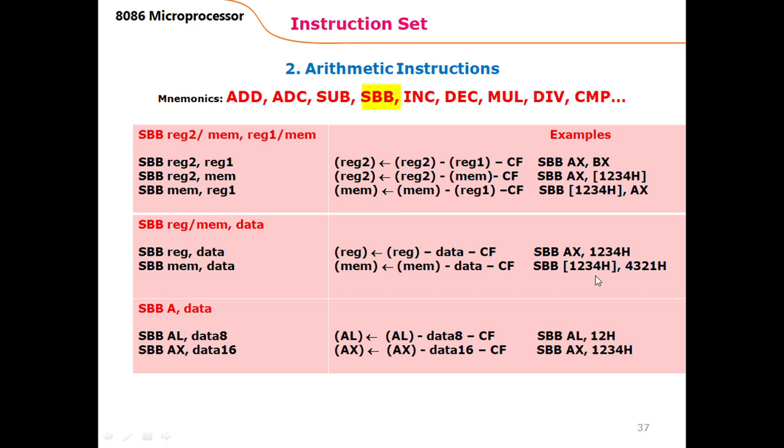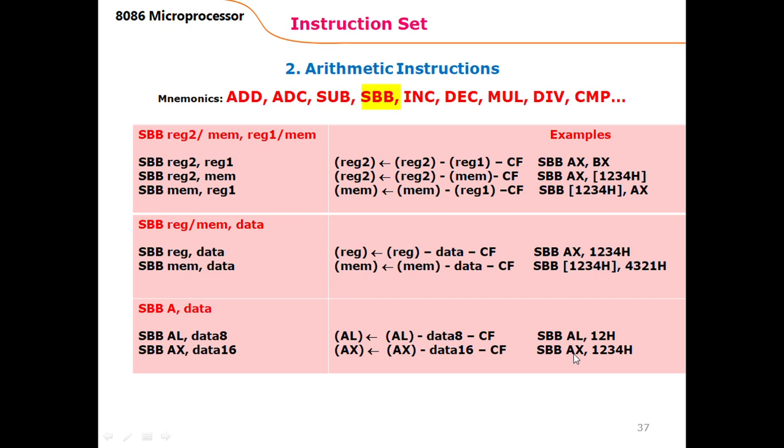Just like subtraction, subtraction with borrow is also available with only the accumulator and immediate data. In this example, the 8-bit immediate value and the carry flag are subtracted from the 8-bit content in the AL register, and the result is stored in the AL register. Similarly, the 16-bit value here, 1234H, is subtracted from the 16-bit content stored in the AX register, and then the carry flag is also subtracted from the result, and then the final result is stored in the AX register.